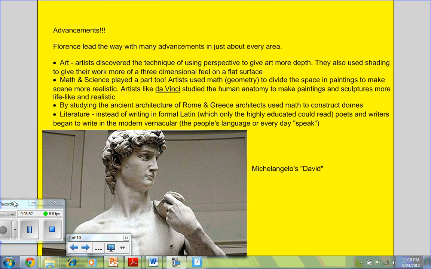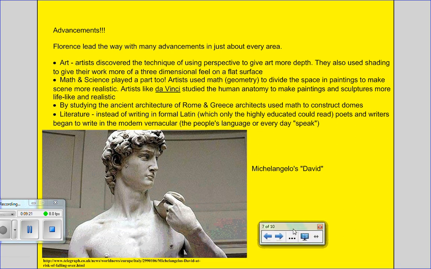Some other things that were advanced in Florence was the use of math and science. Okay, artists used math, geometry to divide the space in paintings to make it more realistic. Other famous artists like Da Vinci studied human anatomy to make paintings and sculptures more lifelike and realistic. If you look down here below, you can see Michelangelo's David. As you can see, this figure is very lifelike and realistic. You can even tell the expression on the young man's face. This is by far one of Michelangelo's most famous works.